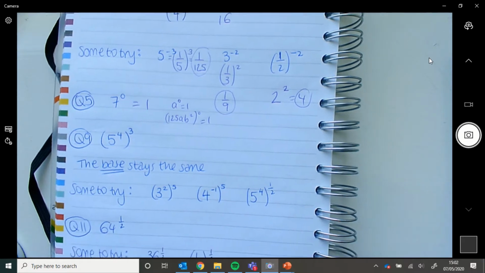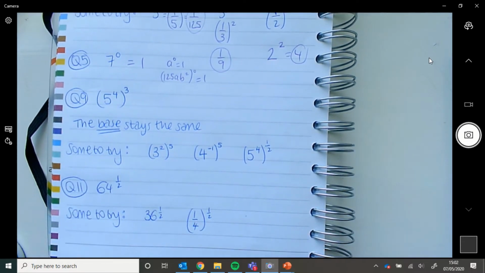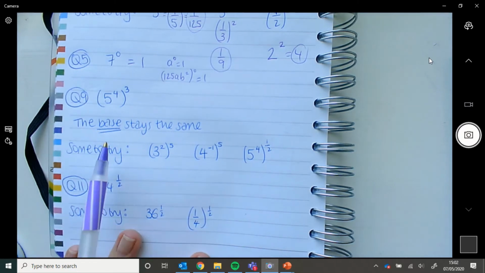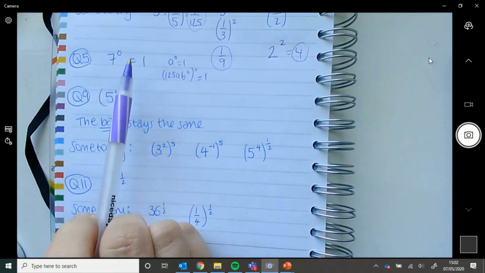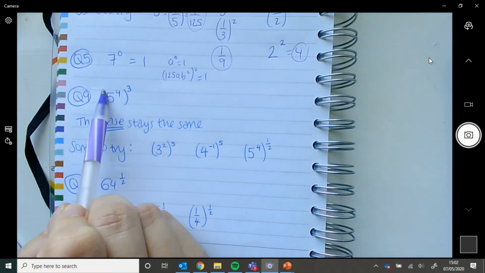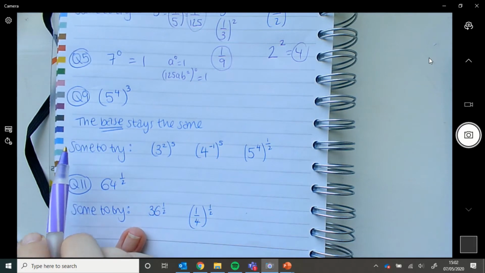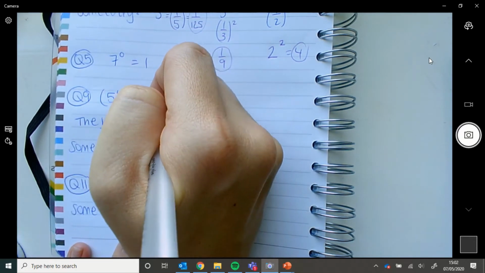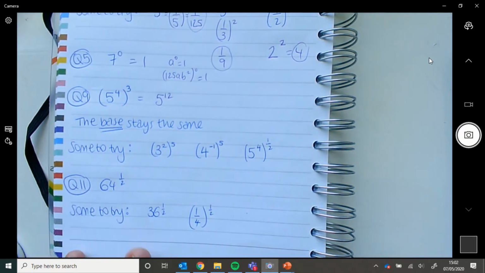Question 9. I know that we know the index law for this, but a few of us did make a mistake. Quite a few of us wrote 125 to the power of 12. Some of us put something different. The base always stays the same. It's just the power that I'm affecting. Okay, so I'm going to have this raised to the power of 3. In my index order, I know I multiply those powers, which gives me 5 to the power of 12.